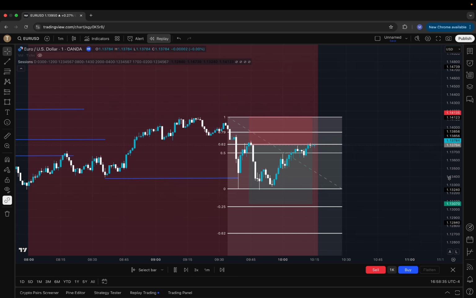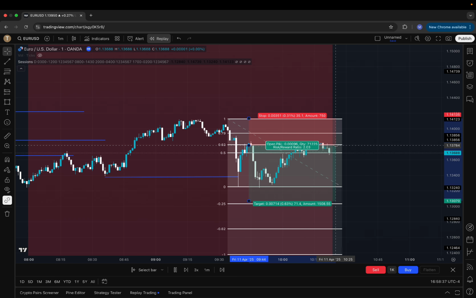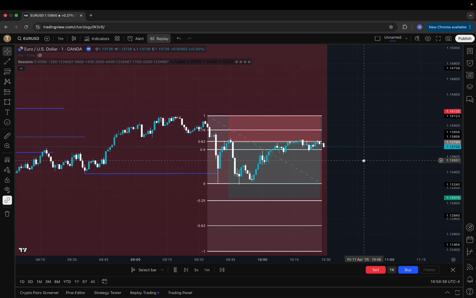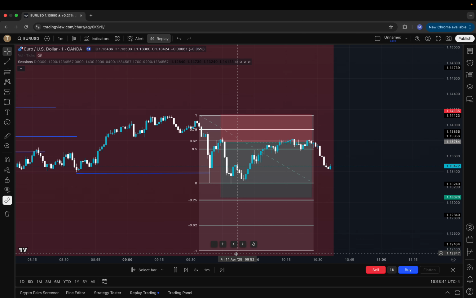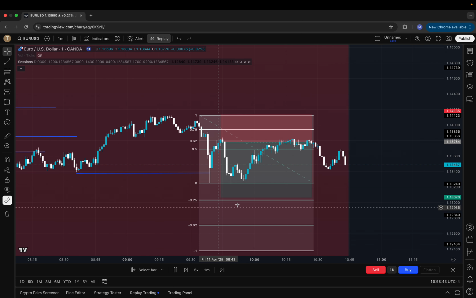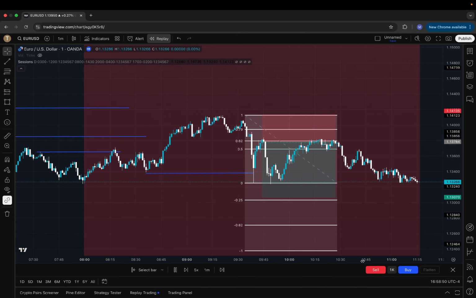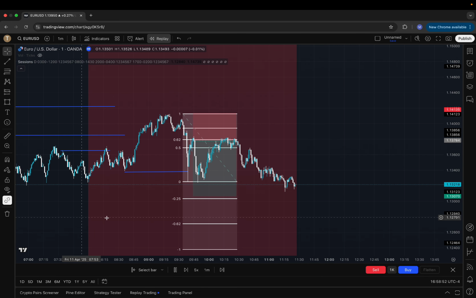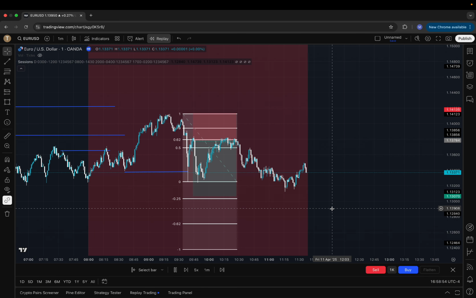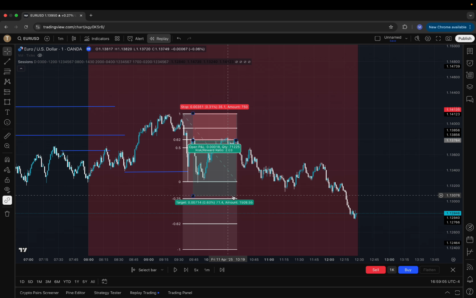I'm going to extend this TP. So let's see how this trade plays out. We are consolidating a bit, but it does seem as though we will hit take profit. And just like that, we've hit take profit.